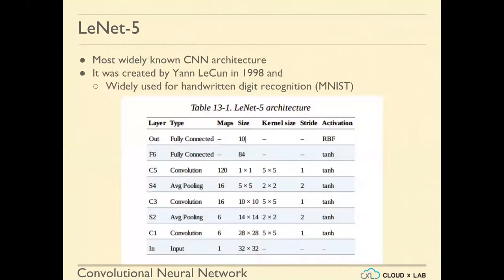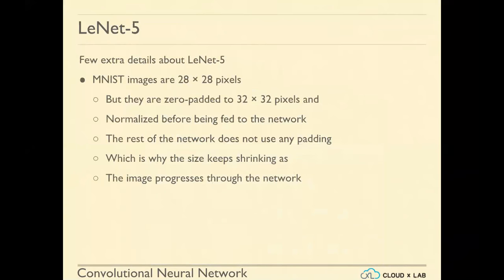And normalized before feeding to the network. The rest of the network does not use any padding, as we discussed, which is why the size keeps shrinking as the image progresses through the network.